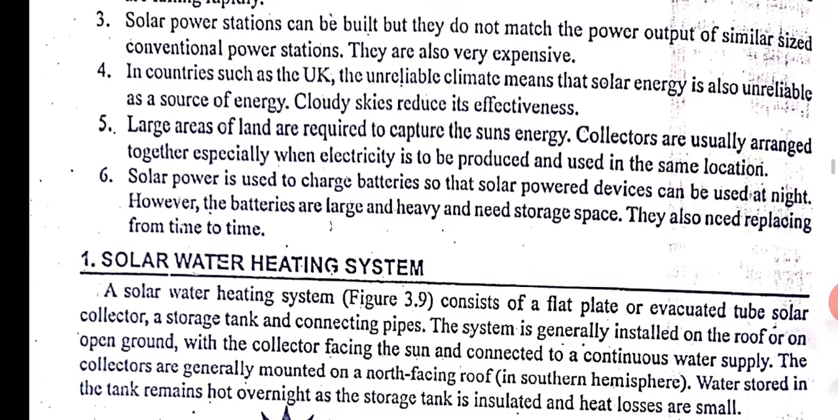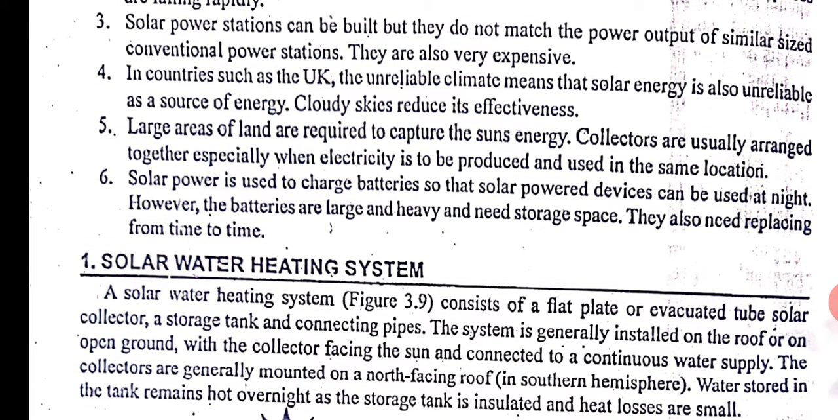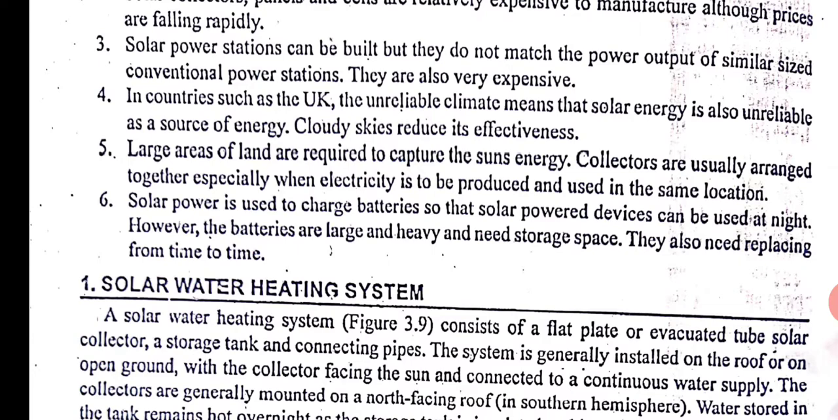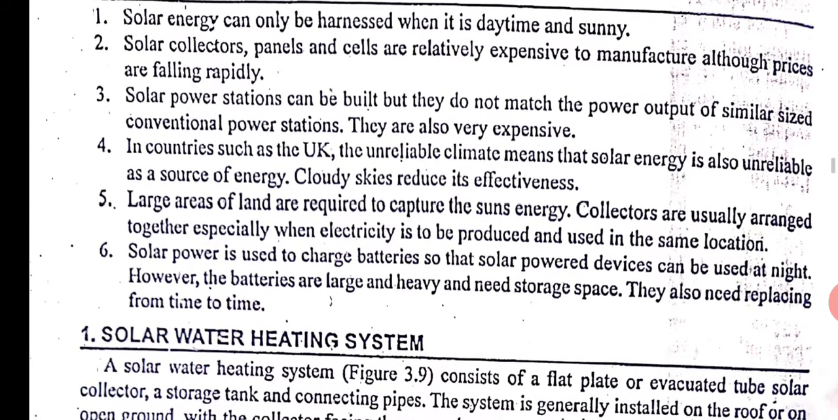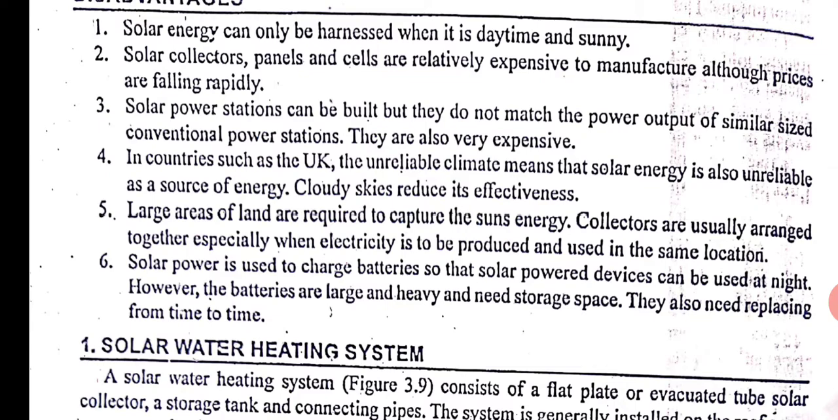And the clouds which come reduce the effectiveness of the sunlight. And lastly, solar power is used to charge batteries so that solar power devices can be used at night. But these batteries are large and heavy and need storage space, and also they are very expensive and need replacing from time to time.